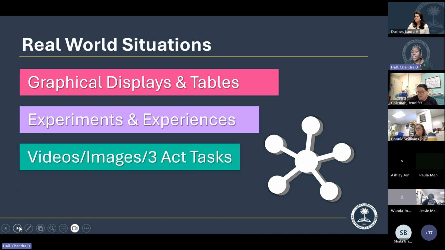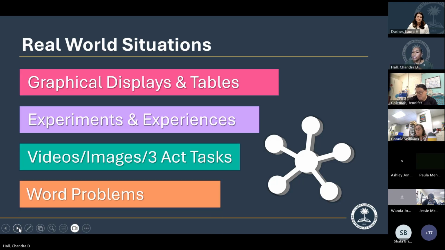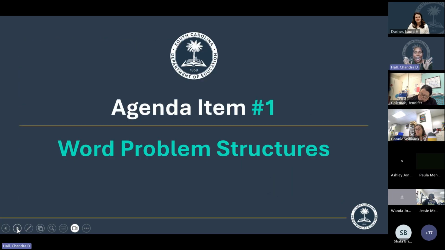Videos, images, and 3-act math tasks. If you have not heard 3-act math tasks, I highly suggest that you look those up. They are very engaging for students. And sometimes just a simple picture. There's a lot of math in pictures that we don't realize, but these are all ways that we can incorporate or engage our students in real world scenarios. And then, of course, I had to add word problems because that's the one that we're all familiar with. So now that I've thrown that in there, let's get into word problem structures.